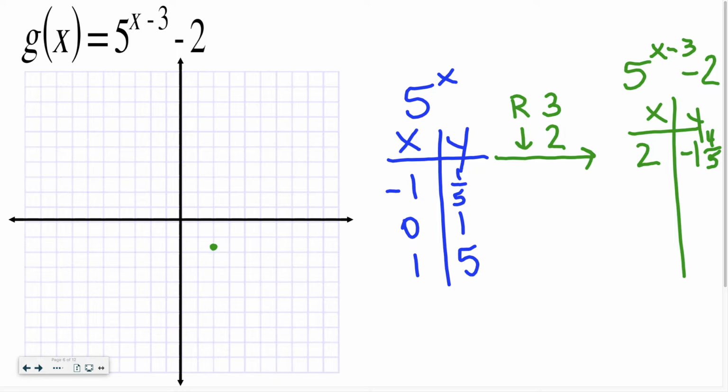Okay, our coordinate 0, 1. If we shift right 3 and down 2, there's our coordinate. Where did we end up? Looks like 3, negative 1. Okay. And then 1, 5. If we shift right 3 and down 2, there's our coordinate right there. And it looks like we shifted to 4, 3.